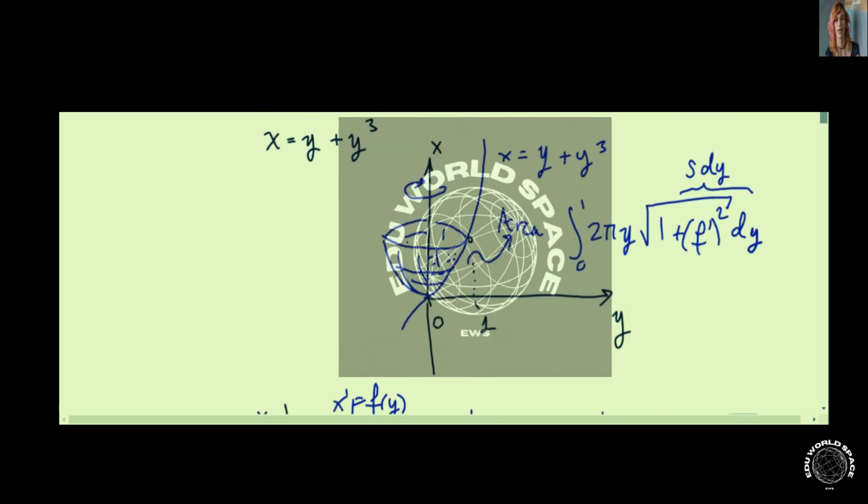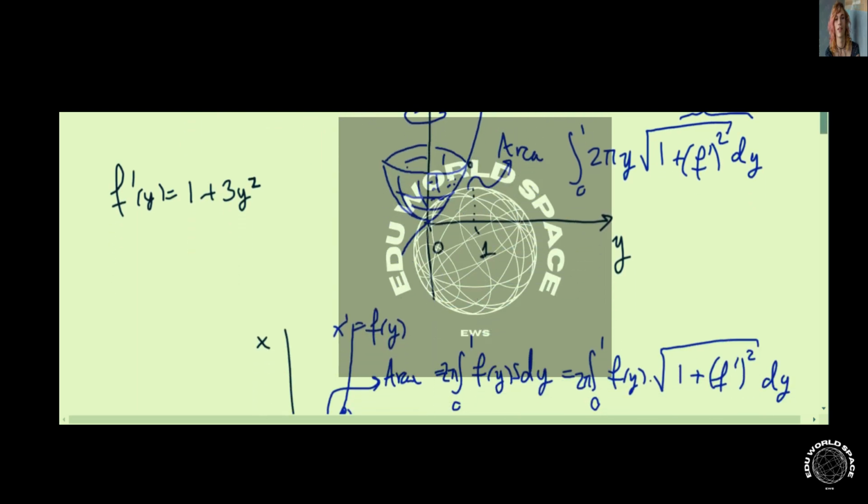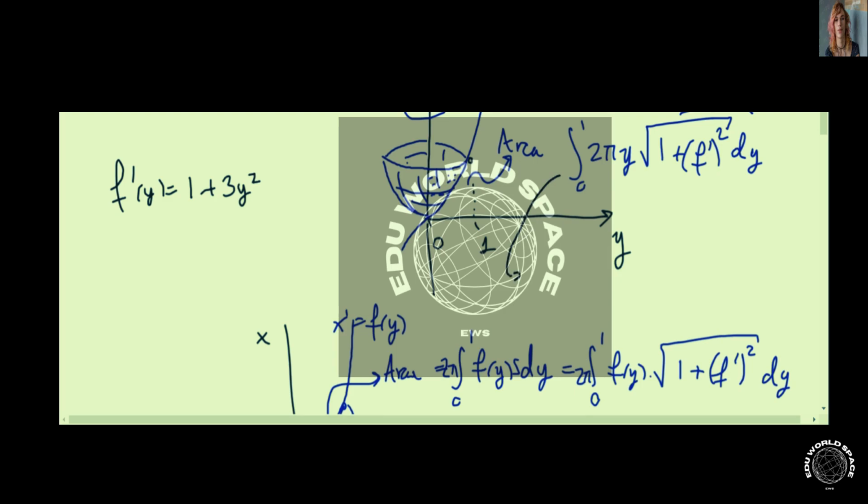So you have that, and then for this function, x is equal to f of y, f prime is going to be equal to the derivative of this, which is just 1 plus 3y squared, so that this integral over here would be the integral from 0 up to 1 of 2 pi y times the square root of 1 plus 1 plus 3y squared, and then we have to square that, dy.